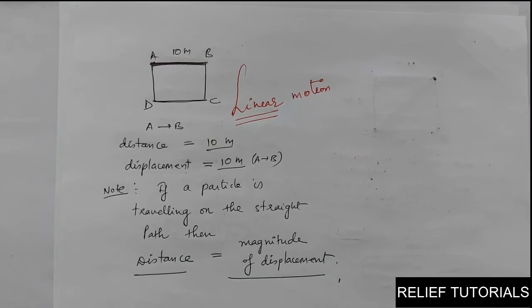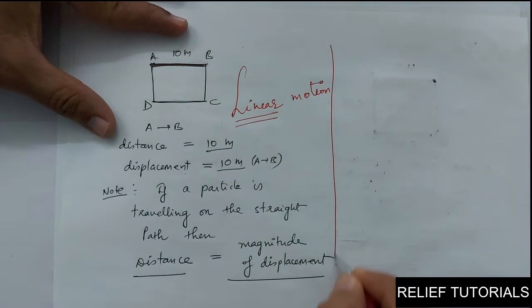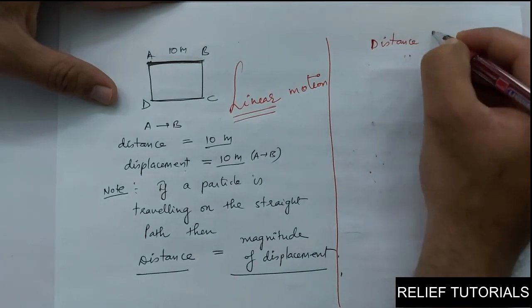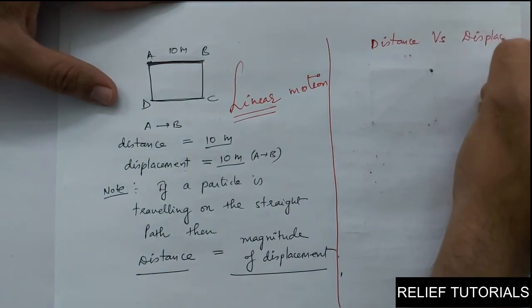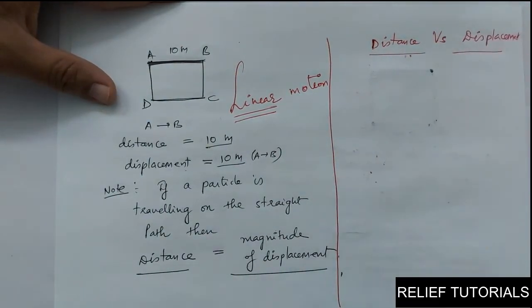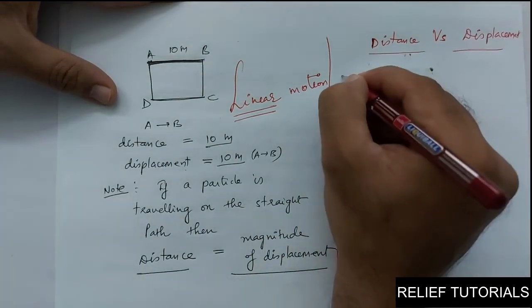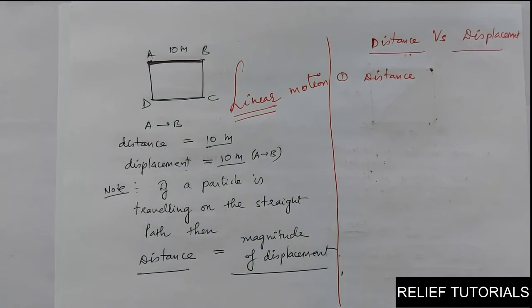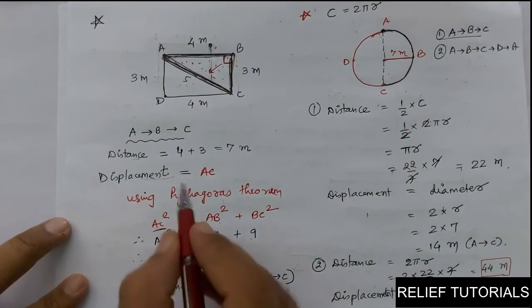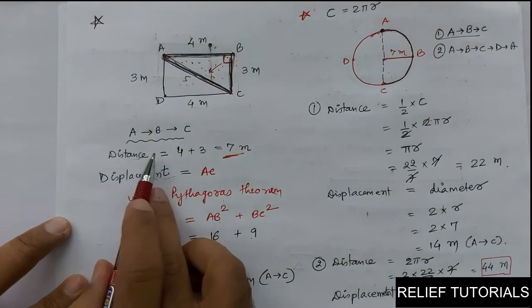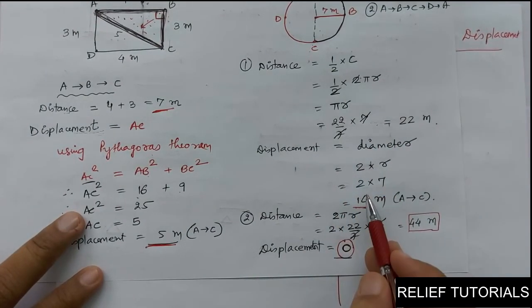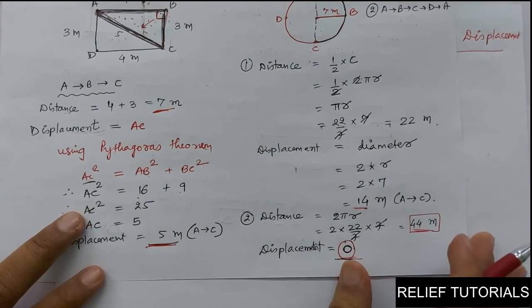Okay, now we have discussed the distance and displacement thoroughly. Now some facts regarding distance versus displacement. What is the difference between these two? Remember, first fact, distance is always larger than displacement. In this example, distance is 7 meter, displacement is 5, so distance is larger than the displacement. Distance here is 22, here displacement is 14, so distance is larger. Here it is 44 and here it is 0, so distance is always larger than the displacement.